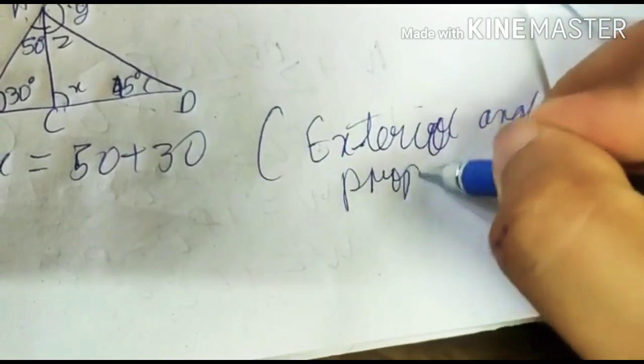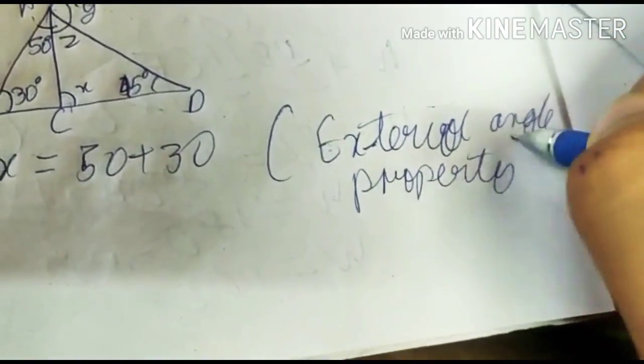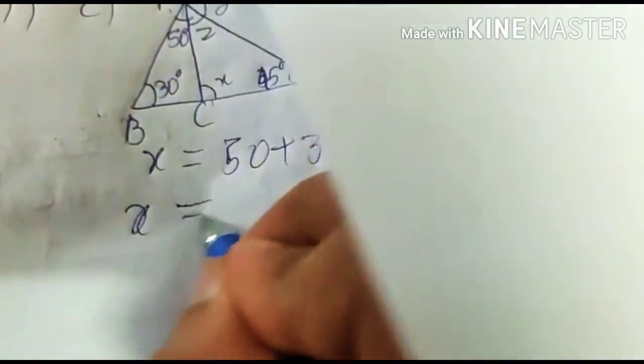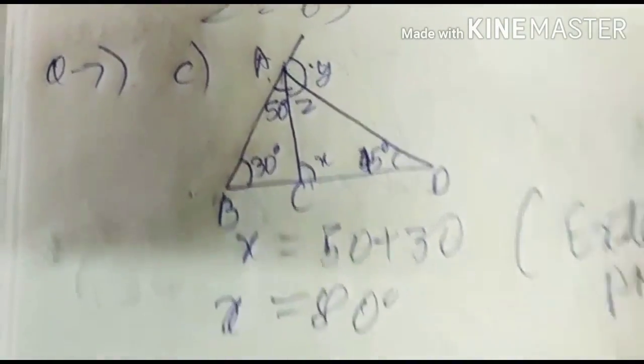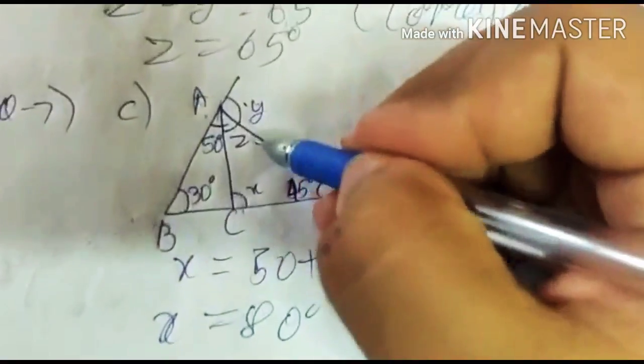Okay, you have to write it complete. X is equal to 80 degree. Okay, what next?